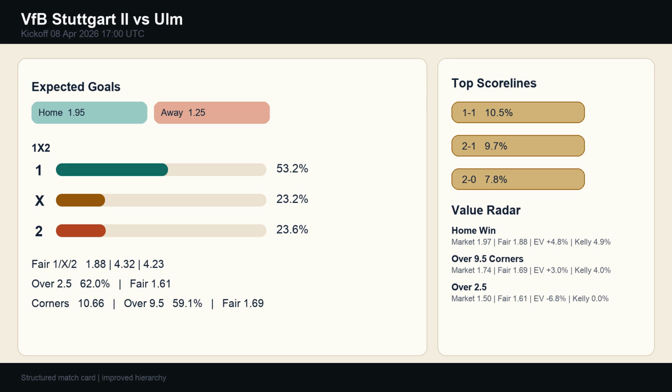My final prediction is pass. If forced into a scoreline, I would lean towards something like 1-1 or 2-1, but this is not a match I want as a serious total play.